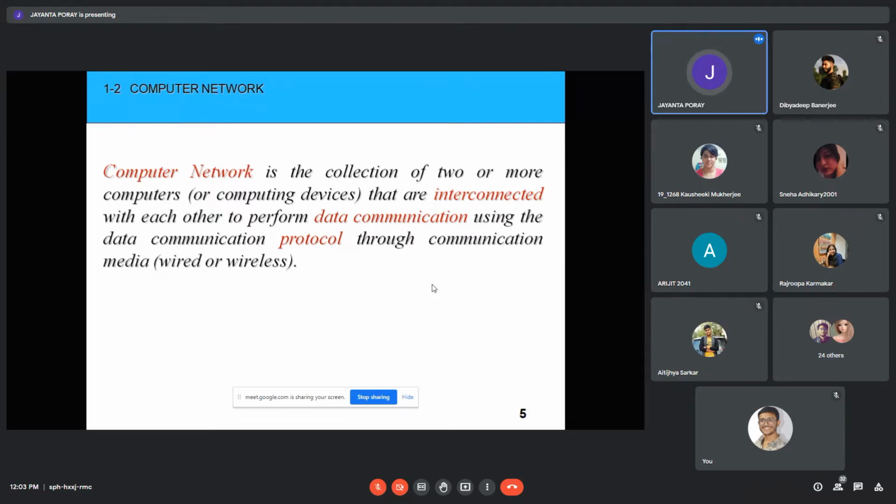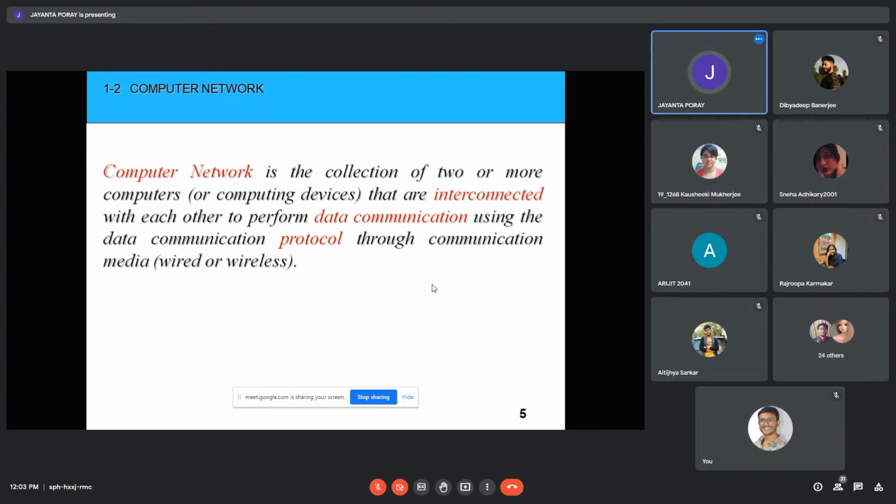Sometimes this type of question is asked: suppose I just connect two isolated computers. Is it a computer network? So the answer is yes, it can be a computer network, but it should perform data communications using the data communication protocol over the communications medium. It could be wired or wireless. So not only the connection between two wires, but also these components need to play their role. Otherwise, we cannot say this is a computer network.